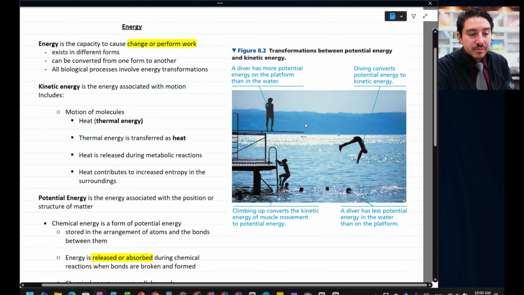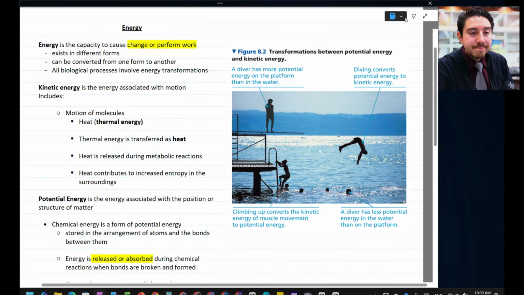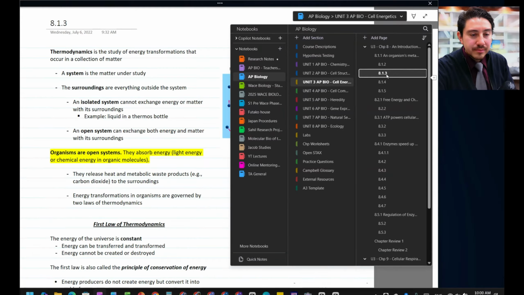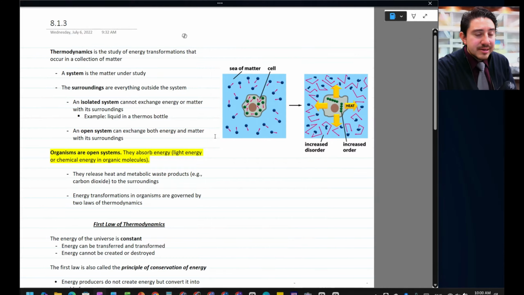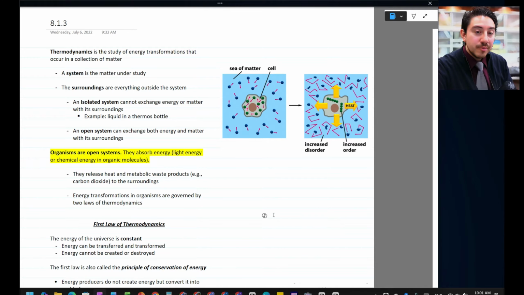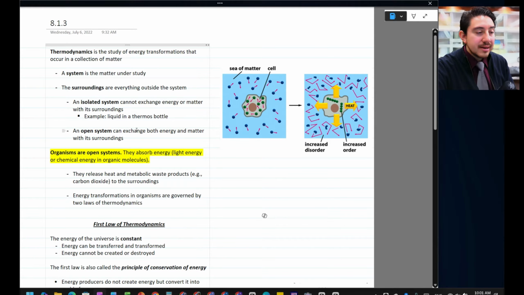As the diver jumps down, that potential energy is changing into kinetic energy. Okay, let's continue on. Again, as I mentioned before, you have the concept of thermodynamics. Thermodynamics is the study of energy transformations that occur in a collection of matter.